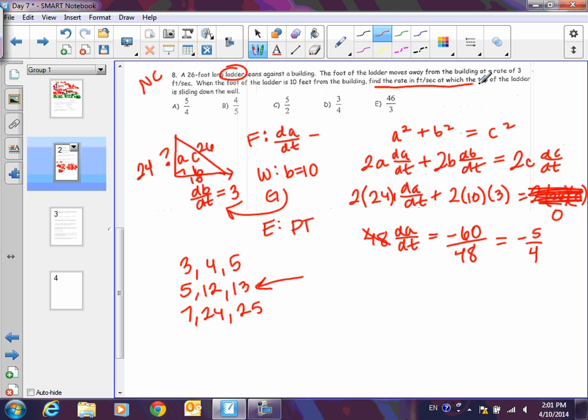Find the rate at which the top of the ladder is sliding down the wall. So the question is implying that your answer is negative, and it's really just saying, well, what rate? Almost like speed versus velocity. It's kind of like saying, what's the speed of this thing? All right, so that's A.